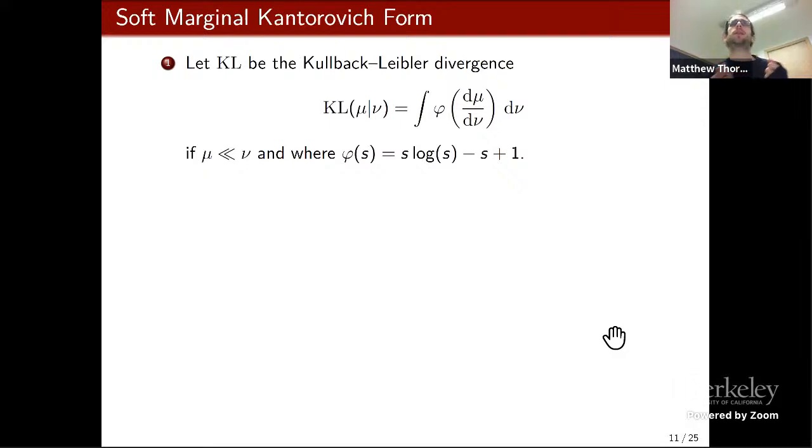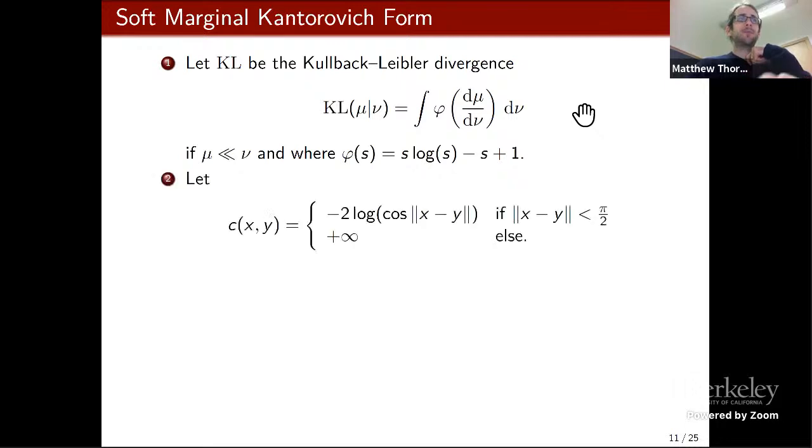We started off with the Benamou-Brenier formulation of the Hellinger-Kantorovich distance. So the question now is, is there a Kantorovich form? And actually, yes, there is. In fact, there are two Kantorovich forms, but I will just talk about one of them here. Let me start off by defining the Kullback-Leibler divergence in the usual way.